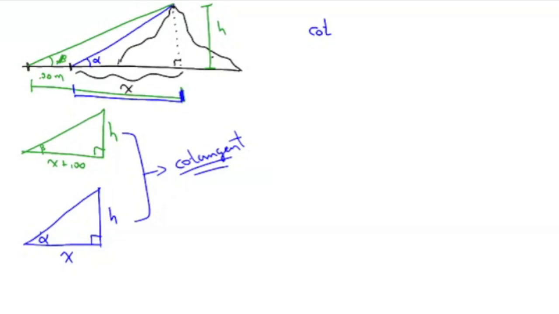Cotangent of beta is equal to x plus 100 over h. Why is that one in blue? Can't you put it in green? I'm sorry, I was just going to do everything else in blue now. Don't worry about it. Cotangent of alpha is equal to x over h.